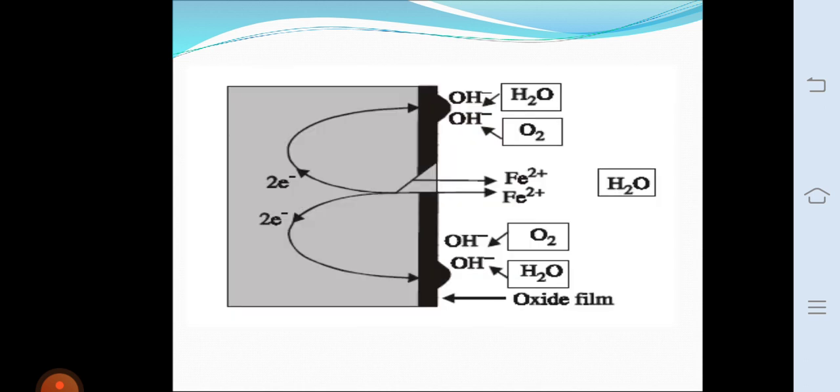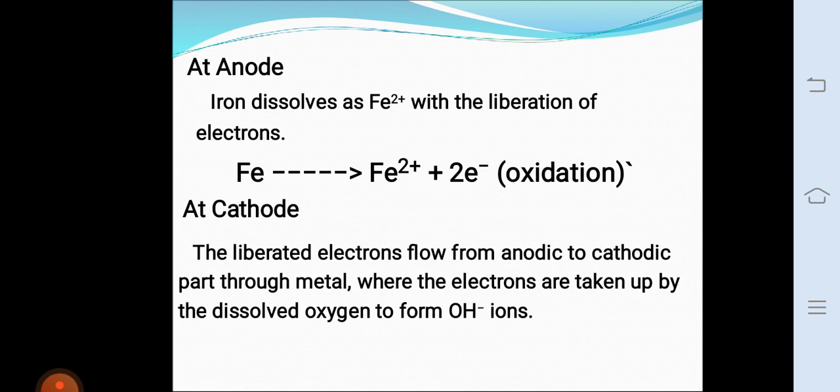At the anode, iron dissolves as Fe2+ with the liberation of electrons: Fe gives Fe2+ plus 2 electrons. Oxidation reaction takes place. At the cathode, reduction reaction takes place. The liberated electrons flow from the anodic to the cathodic part of the metal, where the electrons are taken up by the dissolved oxygen to form OH- ions: O2 plus H2O plus 2 electrons forms 2OH-. So finally the net reaction of corrosion is Fe2+ plus 2OH- forms Fe(OH)2. Once corrosion is formed, it increases further and finally forms 4Fe(OH)3.